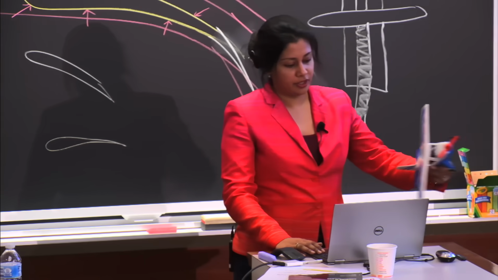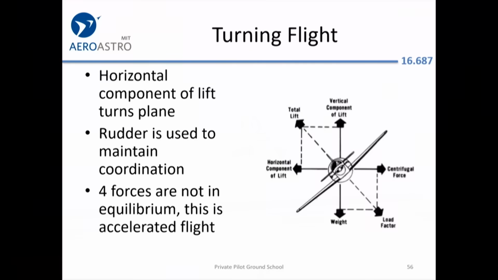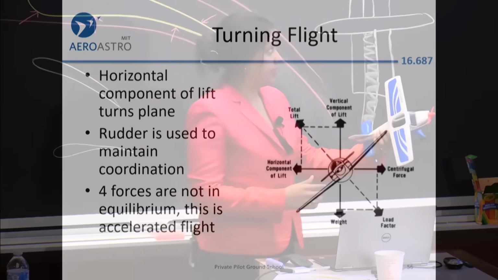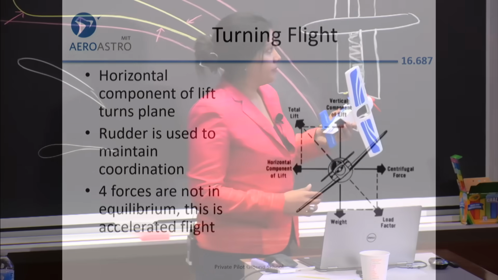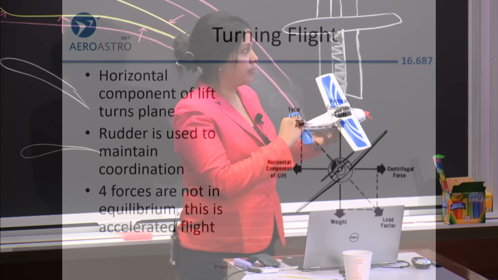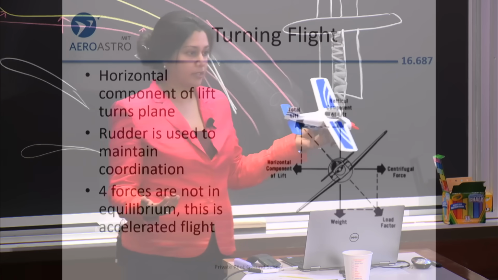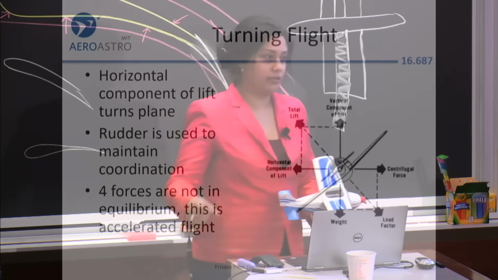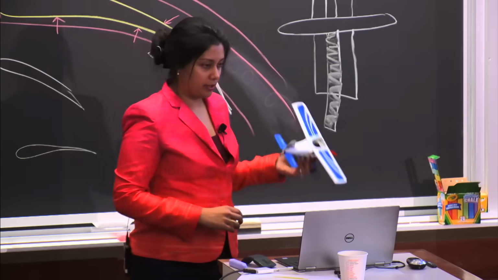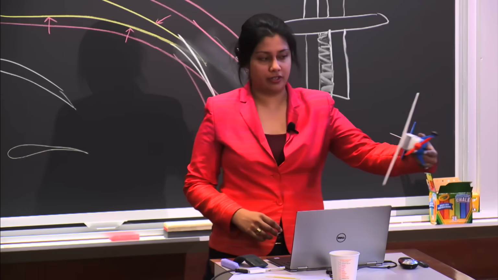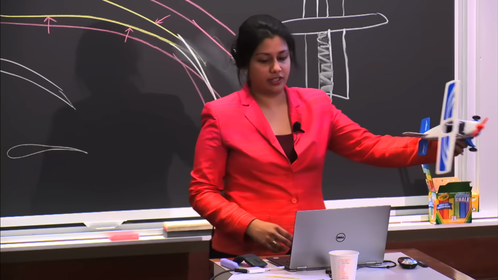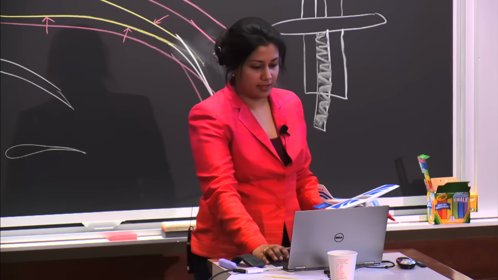When you're actually turning, your forces are not in equilibrium because you're having this change in velocity. And so you actually have a number of changes happening, and it's basically considered accelerated flight, which is the same as when you're driving if you're turning. So when you're flying, when you're doing a turn, you're accelerating because you're constantly changing the direction of your velocity.